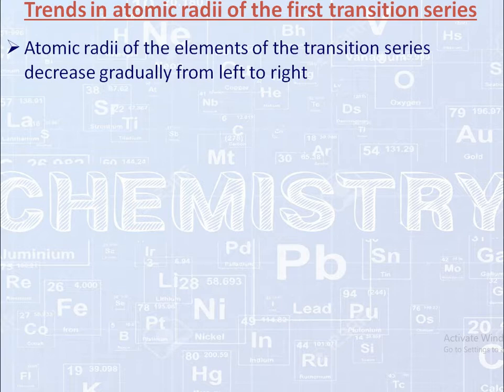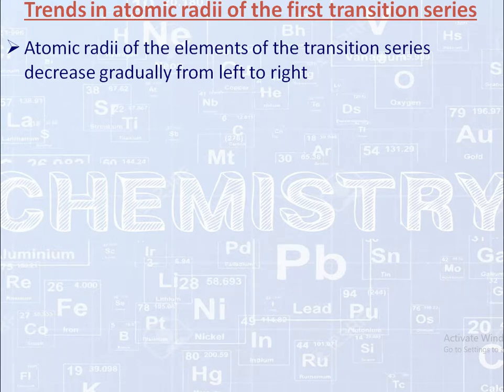We know that the atomic radius decreases across the period and increases down the group in the modern periodic table. So we can say that the atomic radii of the elements of the transition series decrease gradually from left to right, when we move across the period or across the transition series. We know that the greater the effective nuclear charge, the stronger the attraction between the nucleus and outer electron, and hence the electron is pulled towards the nucleus and the size of the radius decreases.